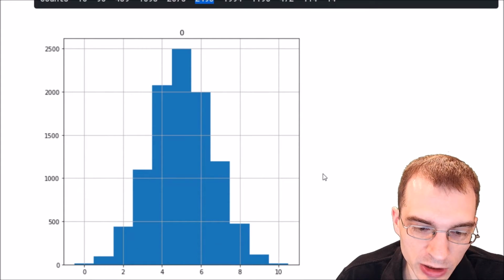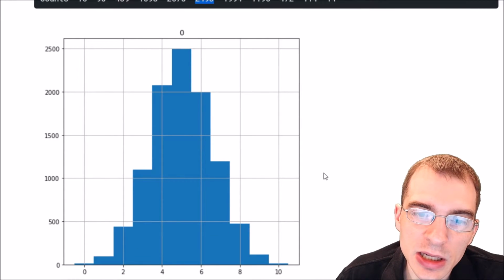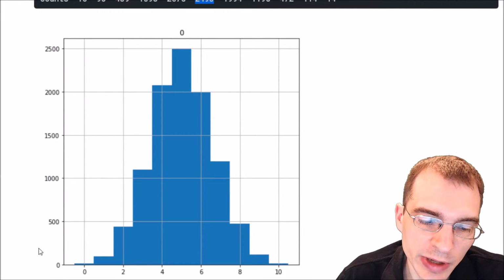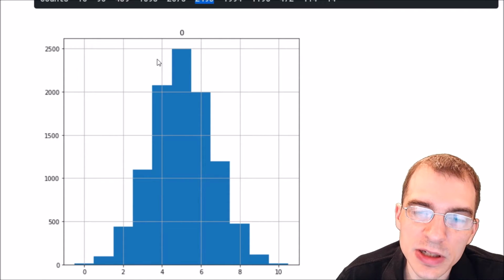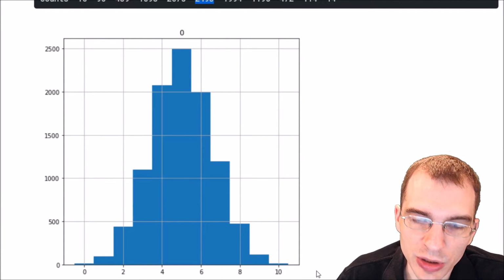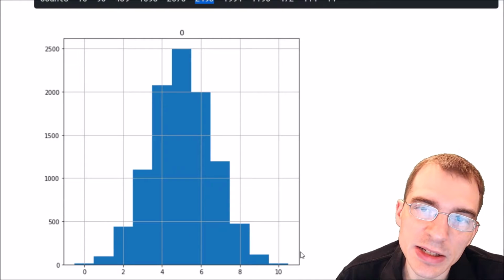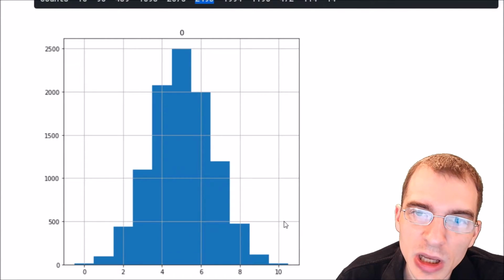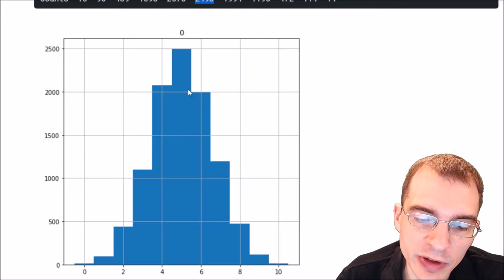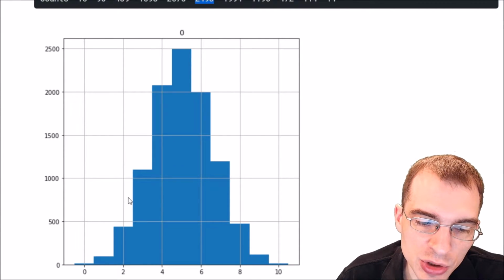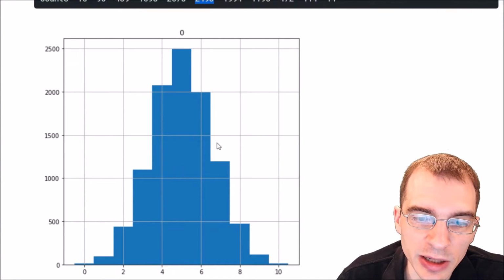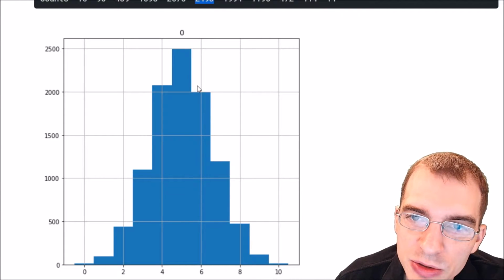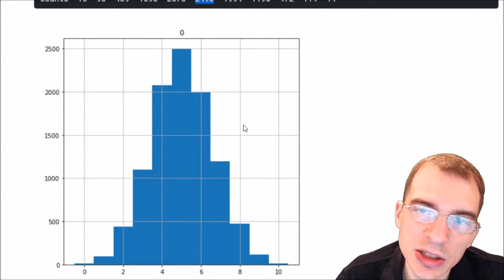So let's scroll down here and look at the distribution. You can see that with flipping a fair coin 10 times, we actually get what looks very similar to a normal distribution. Note, however, since this is a discrete probability distribution, we can only take on specific values of 0, 1, 2, 3, 4, etc. We couldn't get like 5.5. There's no such thing as half of a success in a coin flip.